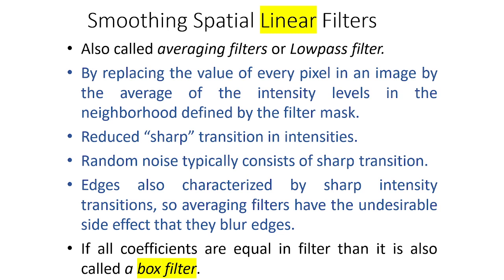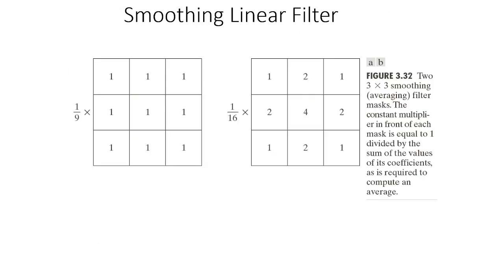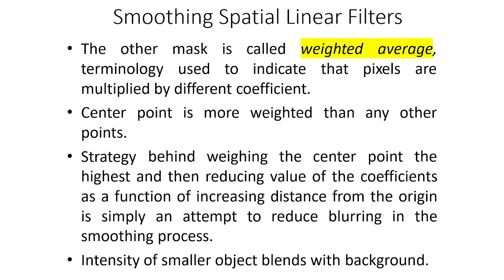Random noise is an example of a sharp transition, so that noise will also be removed by using this average filter. Edges are also characterized by sharp intensity transitions, so they will also be affected by this averaging filter, but generally it will produce blur effects, blurred edges. If all the coefficients in the filter are equal, then we call that filter a box filter. Next we'll see the weighted average filter.